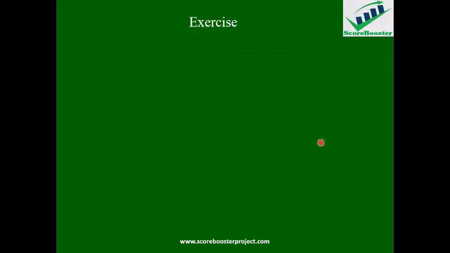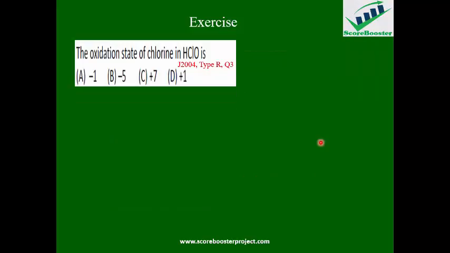So let us have some exercises to demonstrate what we have learned. The oxidation state of chlorine in this HClO is dash. In calculating this, we want to know that of chlorine. So our first rule is that each of these elements has an oxidation state. Number 2 is that the element in elemental state has oxidation state of 0. So that one is not applicable here, because this is a compound.